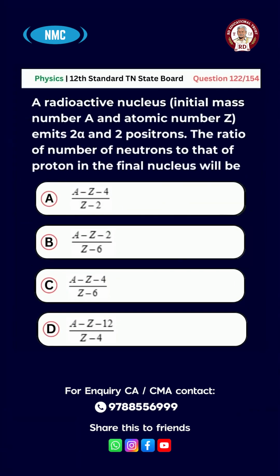Question number 122. A radioactive nucleus, with initial mass number A and atomic number Z, emits 2 alpha particles and 2 positrons. The ratio of the number of neutrons to that of protons in the final nucleus will be: option A, A minus Z minus 4 by Z minus 2; B, A minus Z minus 2 by Z minus 6; C, A minus Z minus 4 by Z minus 6; D, A minus Z minus 12 by Z minus 4. The right answer is option B, A minus Z minus 2 by Z minus 6.